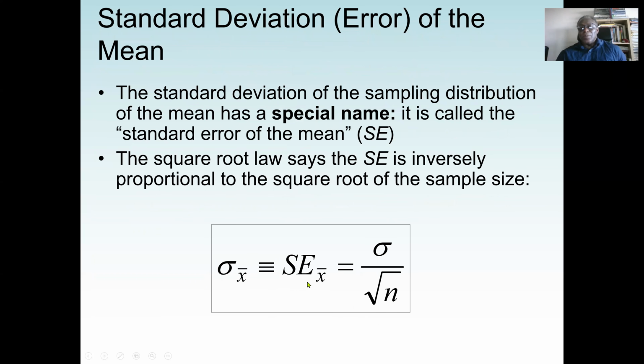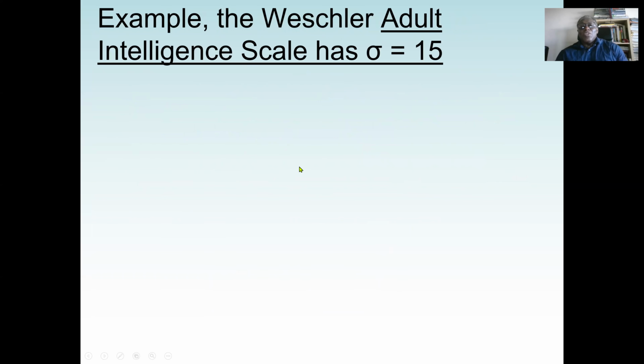So that's what we term again, the standard deviation of the mean. It's also called, we have a special name, which again we said is also called SE, the standard error. And the standard error is equal to the population standard deviation divided by the square root of the sample size. So we have an example here.